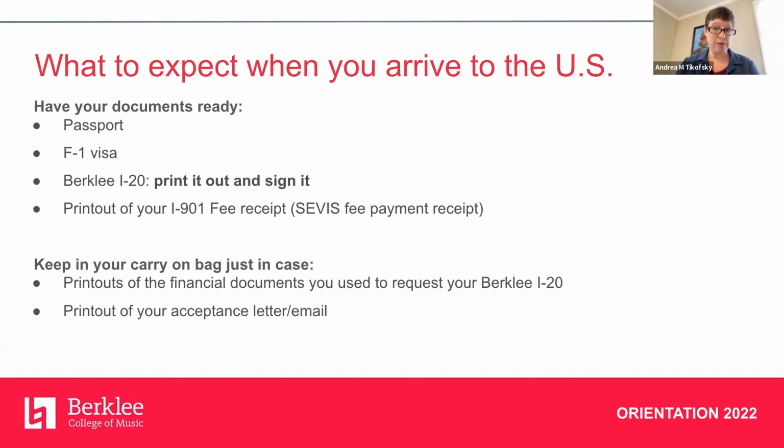We also recommend that you carry a copy of your Berkeley or conservatory acceptance letter, the proof of financial support to cover your educational and living expenses, and the address where you're going to stay in the US. So this could be your campus housing, it could be a friend's address, or if you don't have a specific place that you're staying yet, it could be the hotel or hostel that you're staying at.